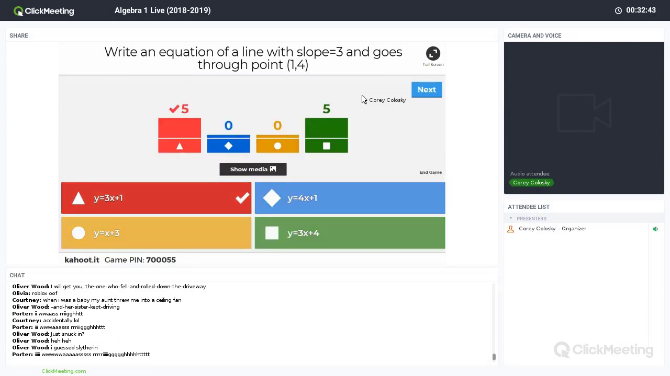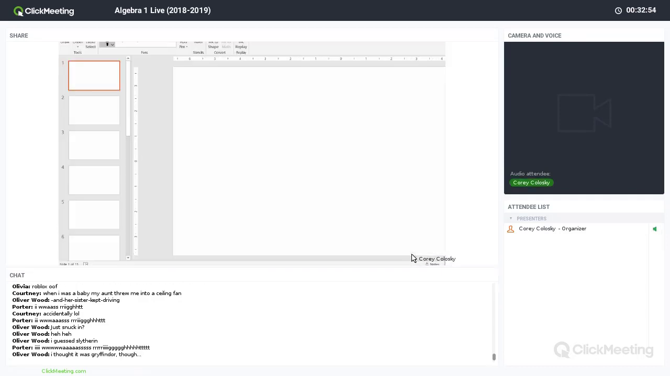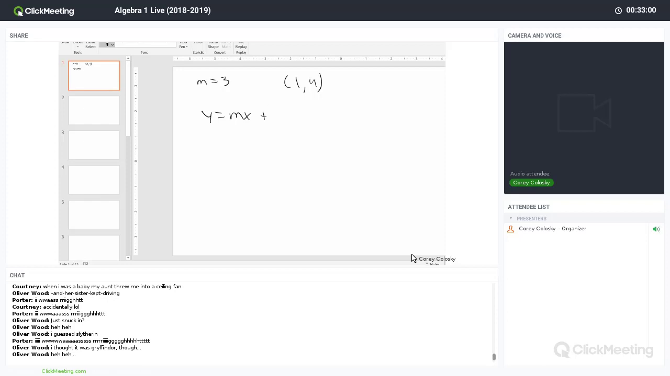Okay, so yeah, it's got to be one of those two, right? It can't be blue or yellow because slope is 3, so it's got to be y equals 3x plus something. So it's going to be red, though. I'll explain. So slope is 3, and it goes through the point (1, 4). If you use slope-intercept form, you plug a 3 in for m, so you have 3x plus b. The question is, what is b?